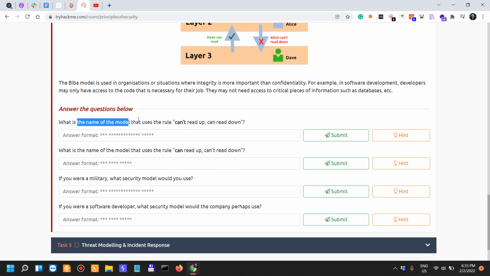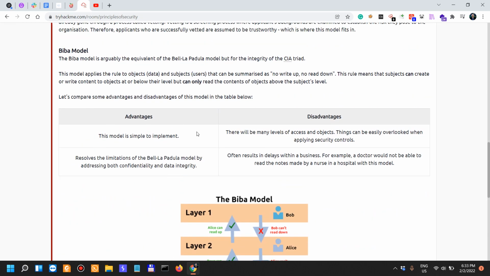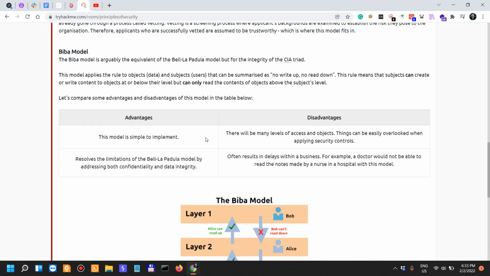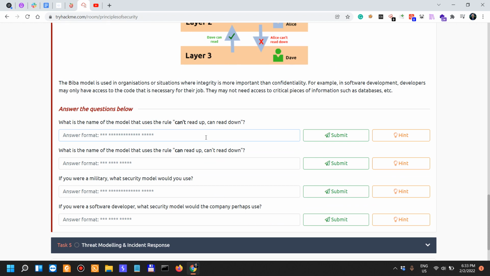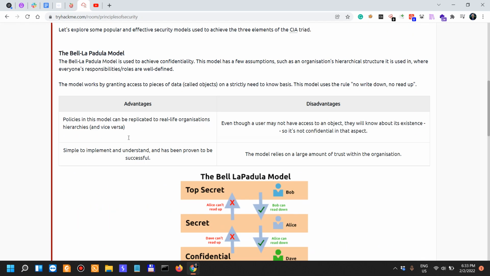What is the name of the model that uses the rule can't read up, can read down? So this one is the Biba model, I would say. Answer format: can't read up, can't read down.